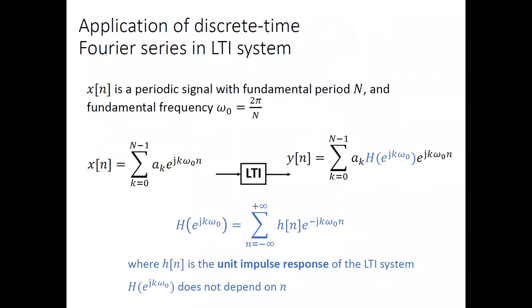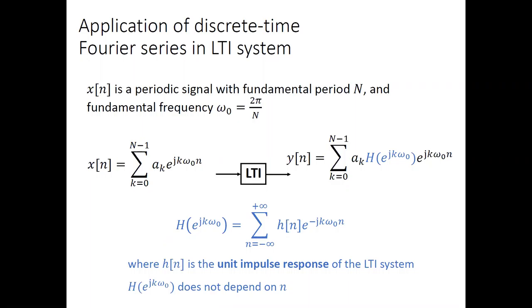Now that we learned discrete time Fourier series, its definition, its format, how to calculate it, and some properties, next we come to the application of Fourier series. Again, its main application is in discrete time linear time invariant, LTI, systems. Now for this given LTI system, let's assume we have an input x of n, which is a periodic signal. We can find its fundamental period capital N, and therefore we also know its fundamental frequency omega zero, which is 2 pi divided by N.